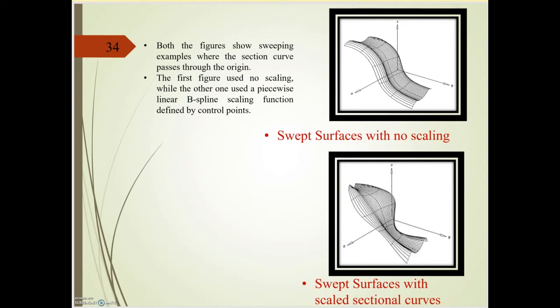Here the two figures vary in that one is a swept surface with no scaling and the other is a swept surface with scaled sectional curves. Both figures show sweeping examples where the section curve passes through the origin. The first figure used no scaling while the other one used a piecewise linear B-spline scaling function defined by control points.